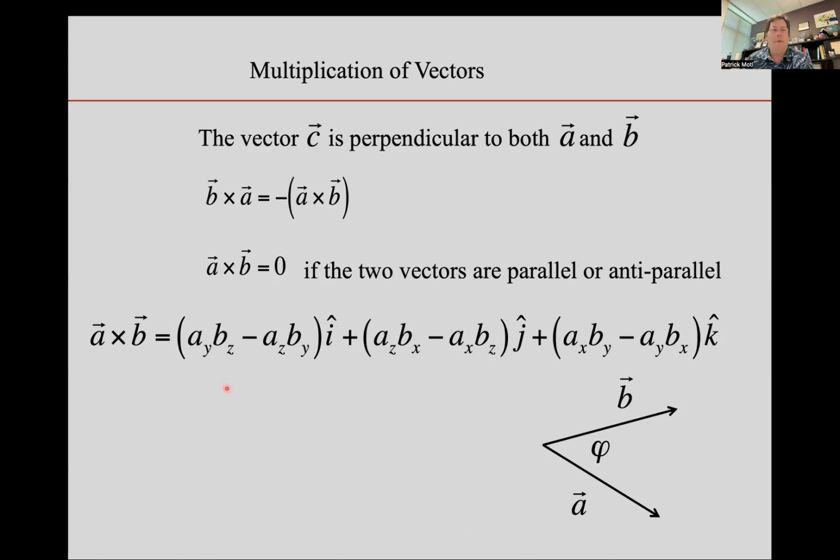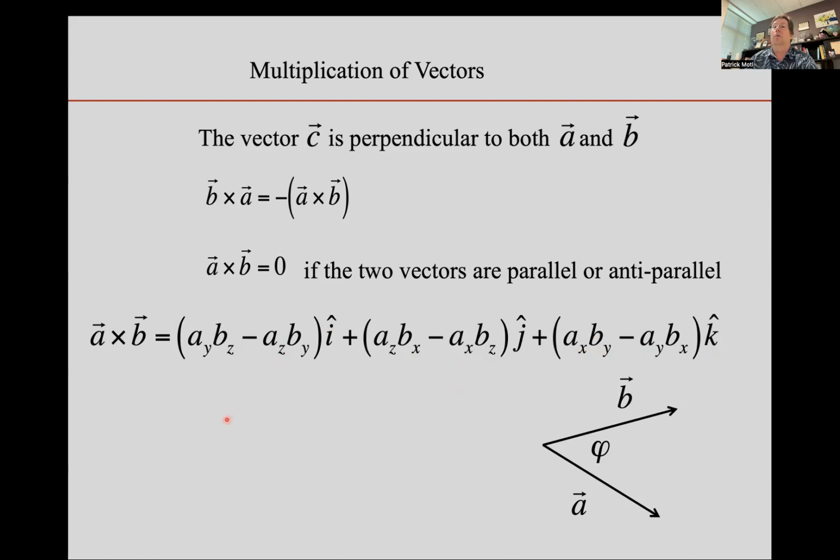So if you ever happen to need it, this is in your textbook, or you can refer back to this part. And you basically just plug in the components and you get the X, Y, and Z component of the resulting vector from the vector product. So the X component of that new vector is made out of the Y and Z components of A and B. The Y component is made out of the X and the Z components of A and B. And the Z component is made out of the X and Y components of A and B.